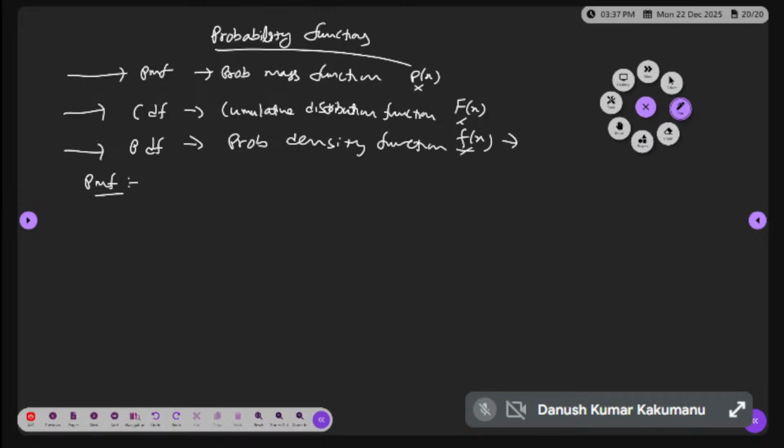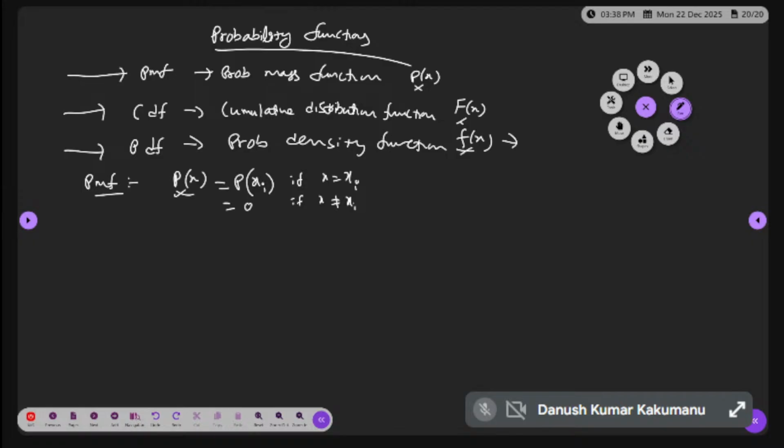What is PMF? Probability mass function. Write down the definition. A probability function which represents the probability value of a single event. Mathematically, it is represented as P_X(x) equals P(xi) if x equals xi, and 0 if x is not equal to xi. That is the PMF definition, probability mass function.